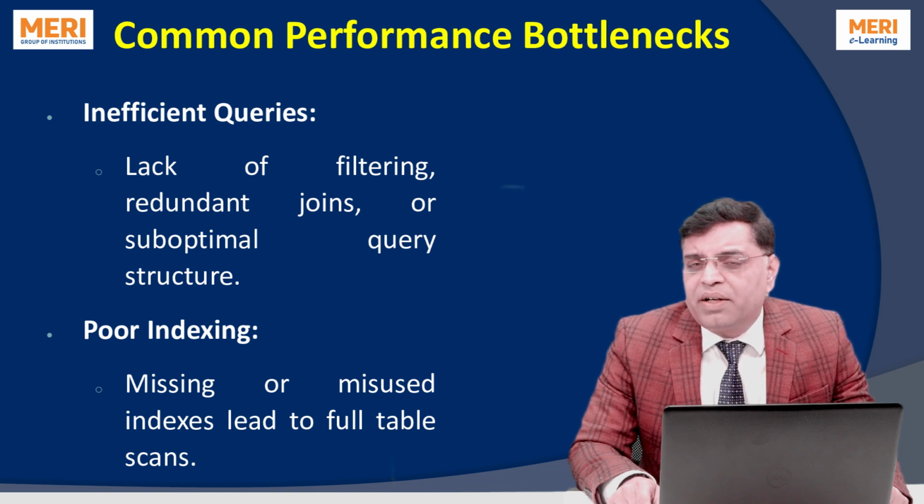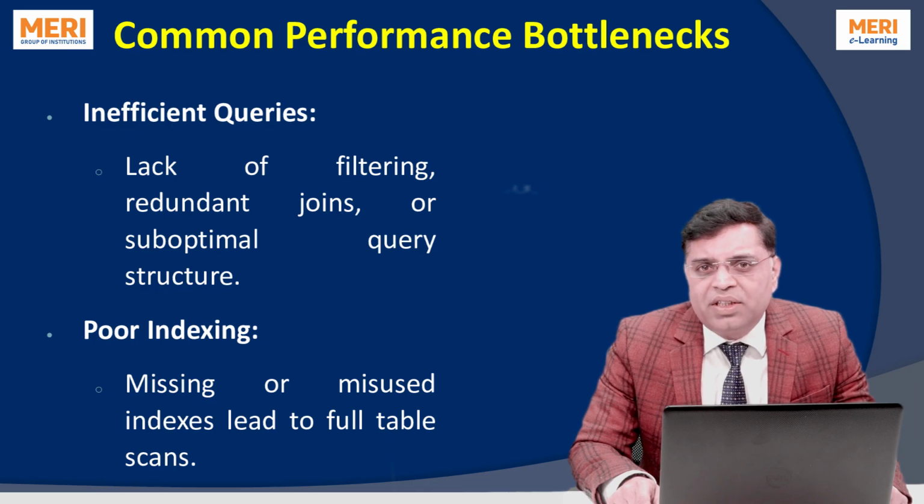Indexes accelerate data retrieval, but their absence or misuse can lead to full table scans, especially for large datasets. For instance, searching for a customer by name in an unindexed column requires scanning every row. Proper indexing strategies like creating composite indexes for multi column condition queries alleviate this bottleneck.